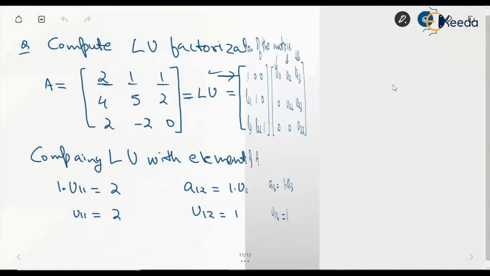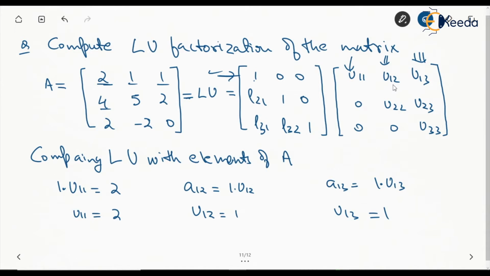Moving to the second row of A, we can see A21, which is 4, is going to be the product of second row with the first column. Then 5 is going to be the product of second row with the second column. Then 2 is going to be second row with the third column, and likewise 2 is going to be third row, first column, third row, second column, third row, third column. Likewise we are going to compare all the elements so that we can get the unknowns.